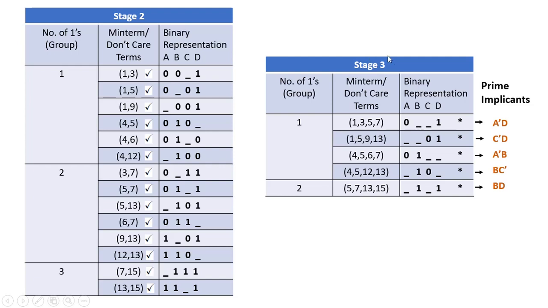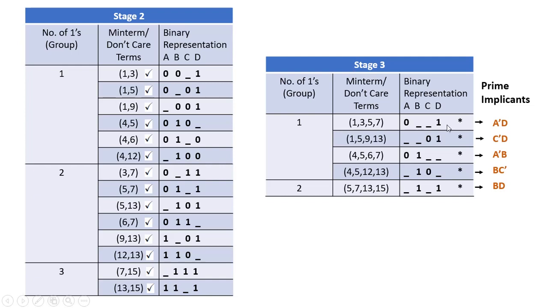So we have found that after stage 3 there is no possible grouping, because when we compare this group with this group, 1 3 5 7 and 5 7 13 15, pairing is not possible because there is a 2 bit difference. Similarly this group cannot be grouped with this pair, since more than 1 bit difference is there. So after this stage no pairing is possible, so we will stop here.